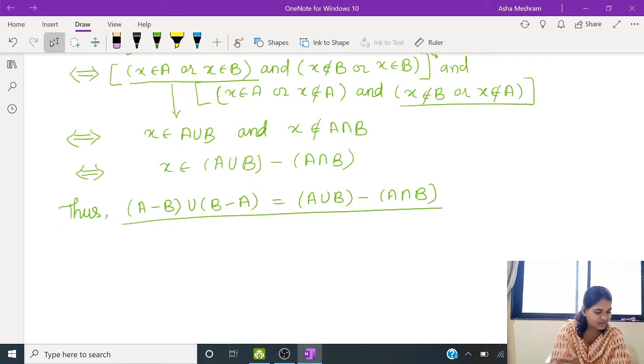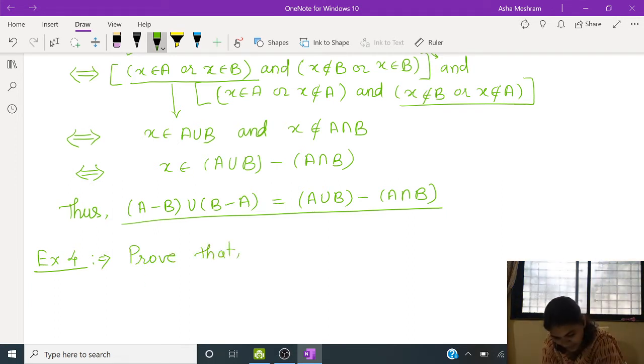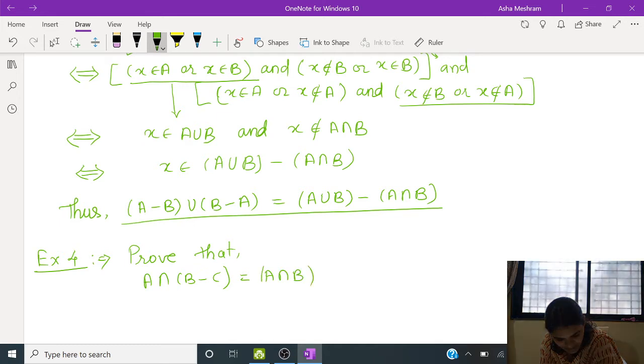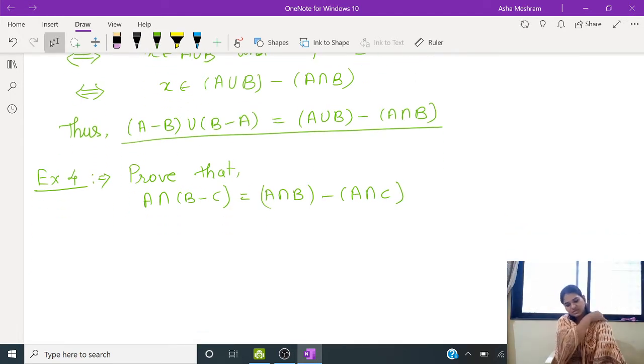Now we move to example number 4. Let's see what that is. Example number 4, and this example is: prove that A intersection B minus C is equal to A intersection B minus A intersection C.